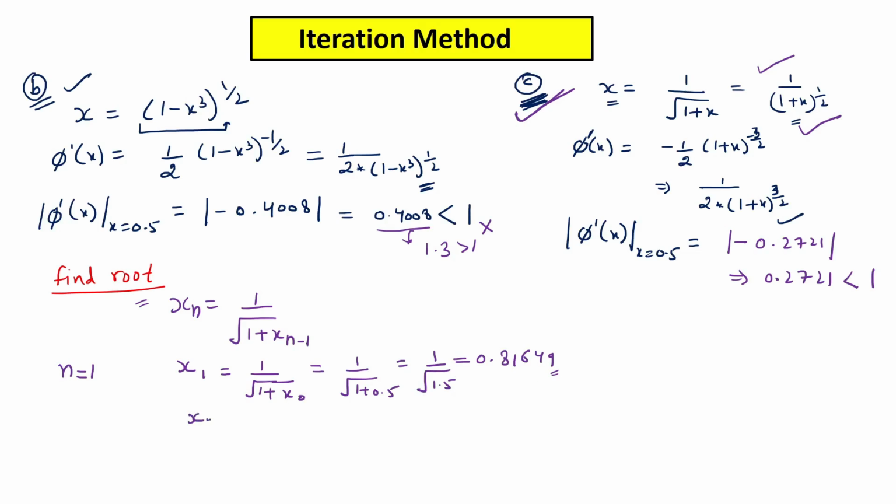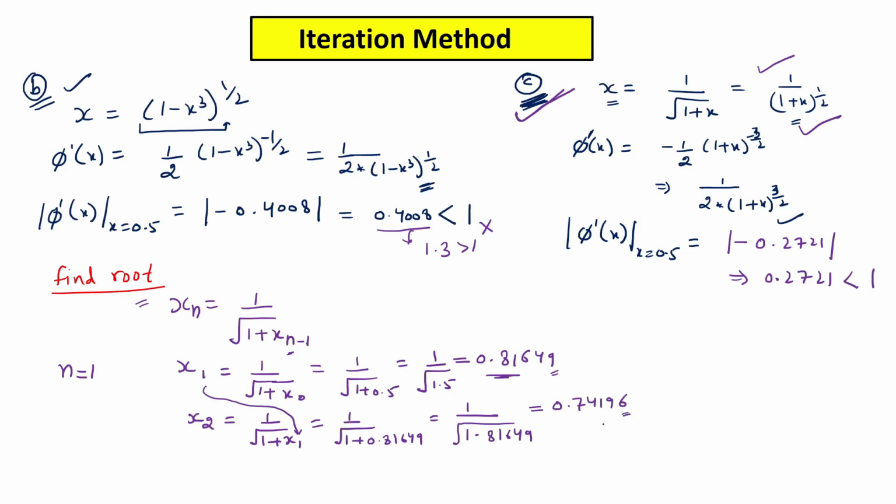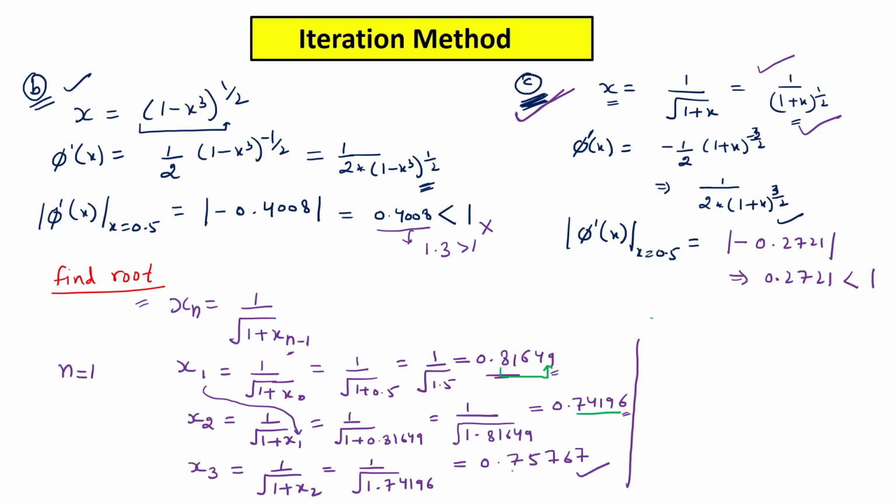Now I have to find the value of x2. So it will be again 1 upon 1 plus, here n is 2, so this will be x1. That means I am using the value of x1 here. So it will be 1 plus this value. So this will be total this value, right? Now in the same way I can find the value of x3 using the value of x2. It will be this value. So till x3, if we see, we have not got the 4 digits matching. So here it is 8164 and it is 7419. Again here it is 7576. So again these digits are not matching.